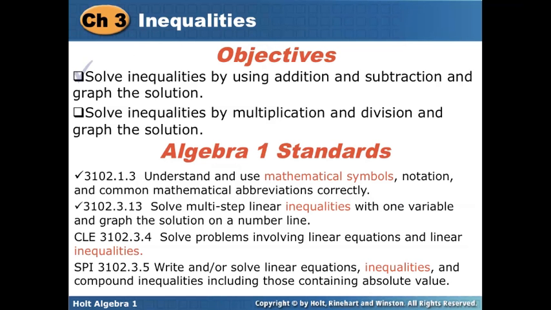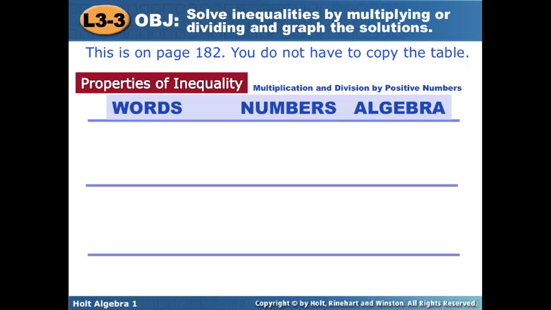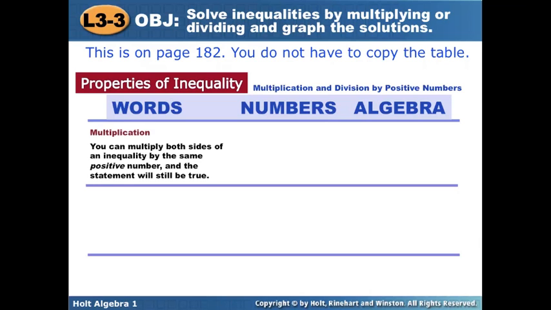That concludes solving inequalities by using addition and subtraction. We're now going to look at solving inequalities using multiplication and division. And you do not have to copy this information to your paper. The properties of inequalities starting with multiplication. You can multiply both sides of an inequality by the same positive number and the statement will still be true. Let's see an example. We have 7 is less than 12. If we multiply by the same positive number, our statement's still true that 21 is less than 36.